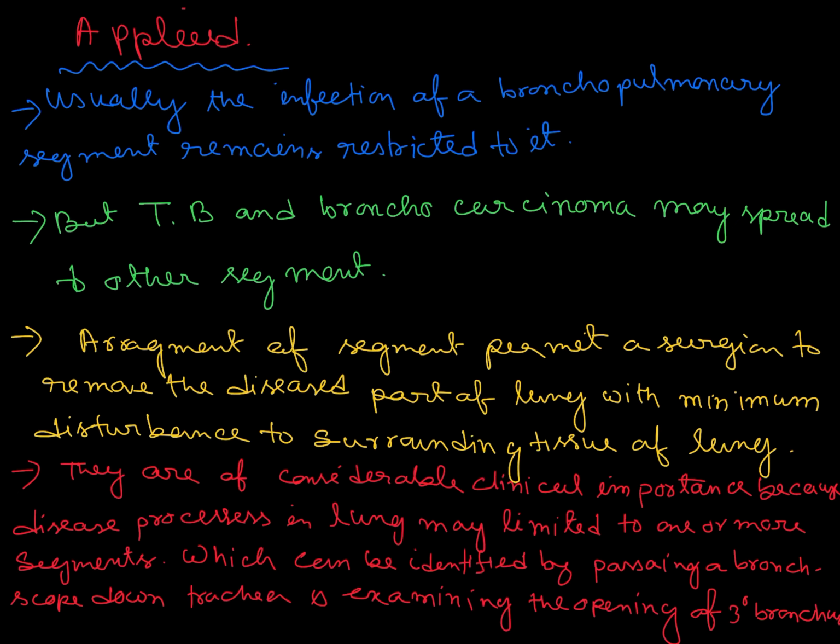The arrangement of the segments permits the surgeon to remove the diseased part of the lung with minimum disturbance to the surrounding tissue of the lung. So because of this segmentation, if disease occurs in one segment, we can remove that same segment without harming or disturbing the other tissue of the lung. There is considerable clinical importance because disease process in the lung may be limited to one or more segments, which can be identified by passing the bronchoscope down the trachea and examining the opening of the terminal bronchus.